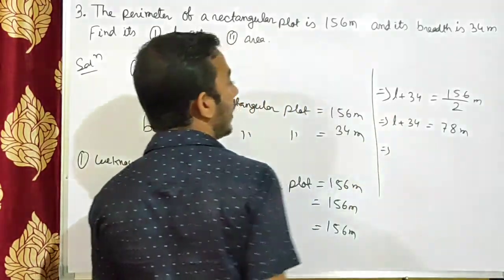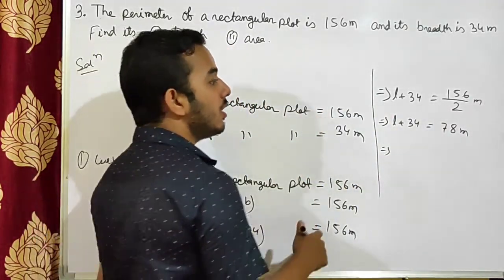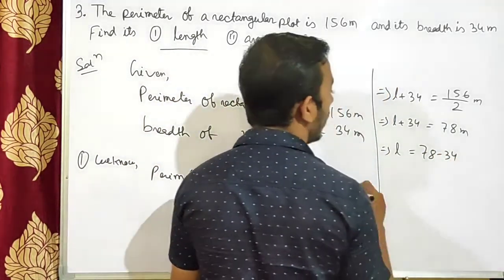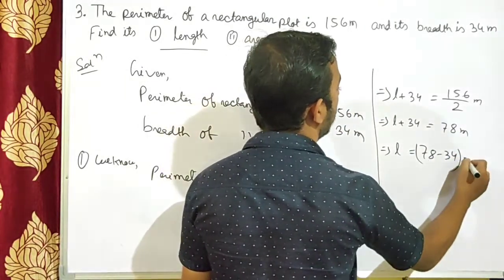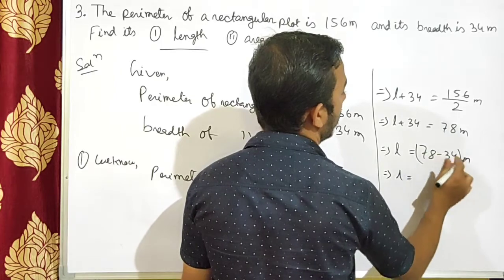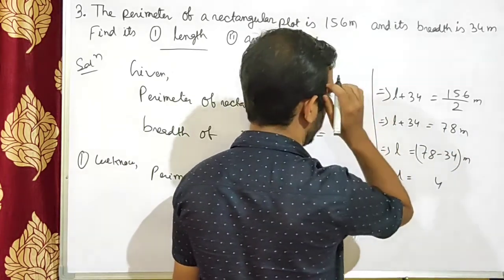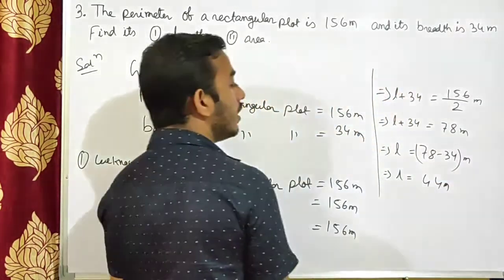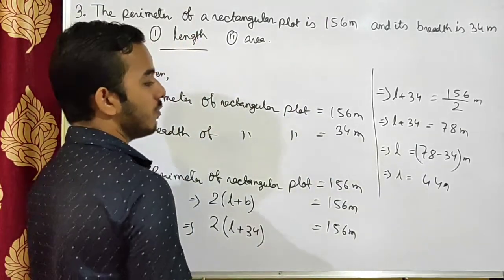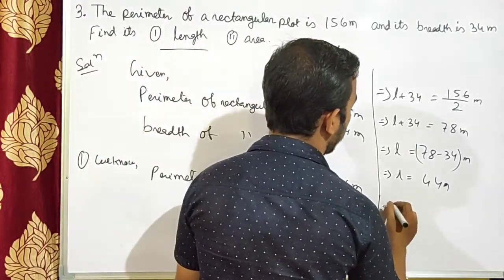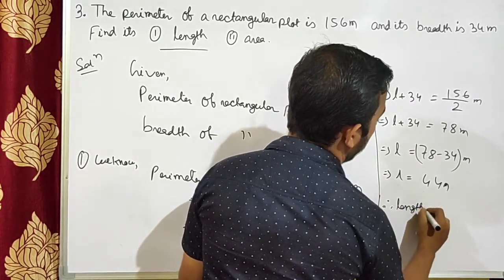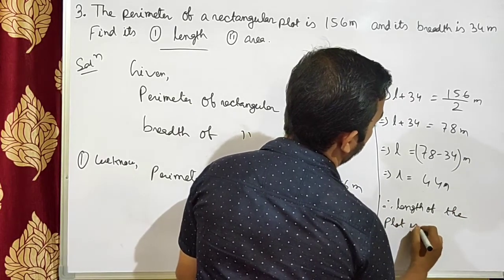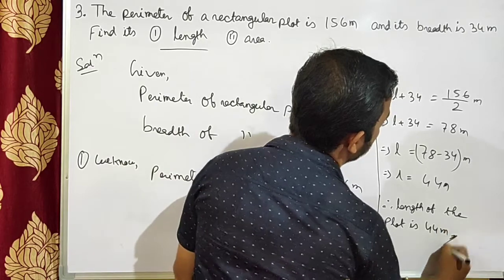Now look, we have to find the L, isn't it? So we'll take this 34 to that side. In that process, it will be minus. It will be 78 minus 34. Now 78 minus 34 is how much? 8 minus 4 is 4, 7 minus 3 is also 4. So length of the rectangular plot is 44 meter. So we write therefore, length of the plot is 44 meter. Clear?